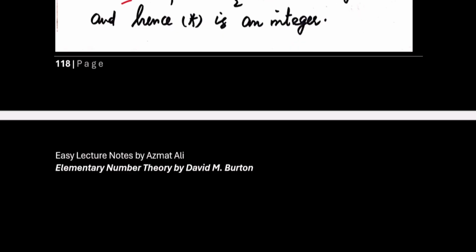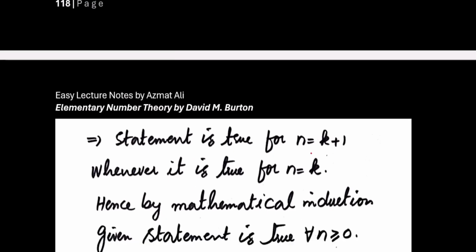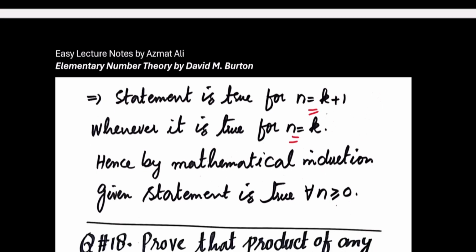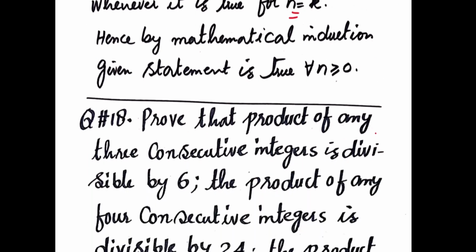Okay. So the statement is true for n equal to k plus 1 whenever it is true for n equal to k. Hence by mathematical induction, the given statement is true for n greater than or equal to 0. This is an interesting question, question number 18, and this is also a long question.